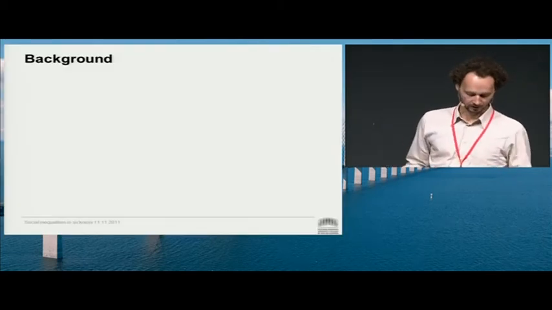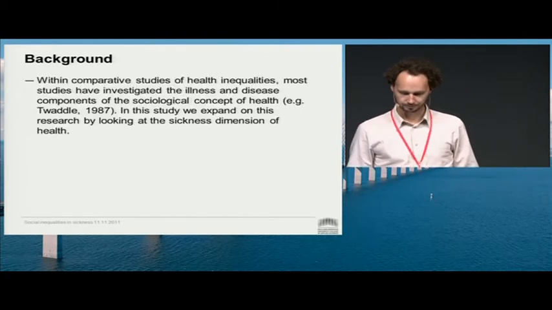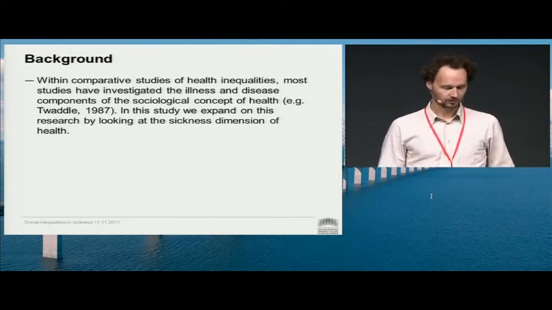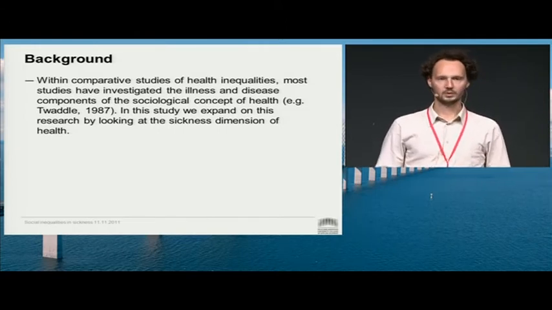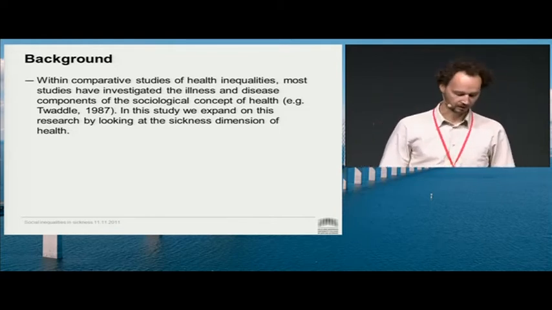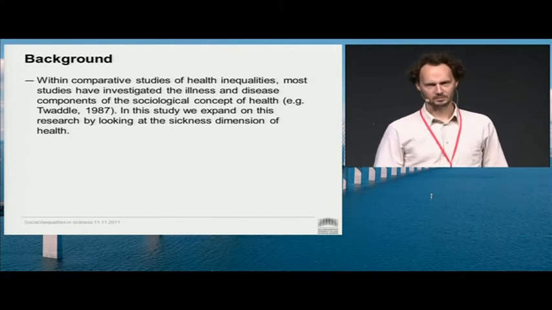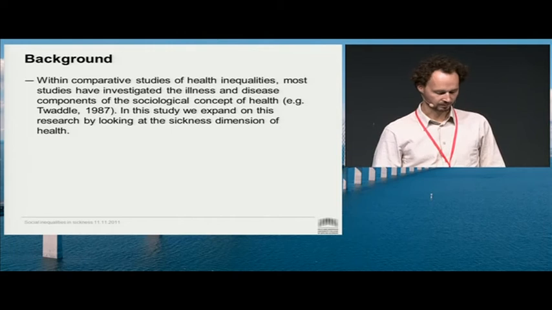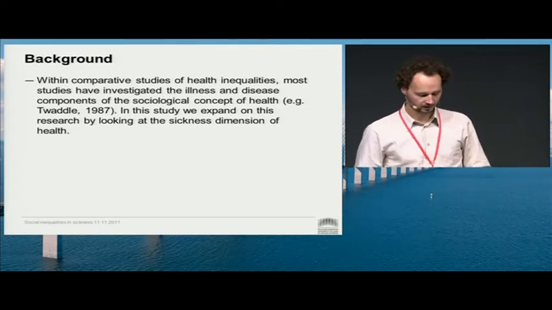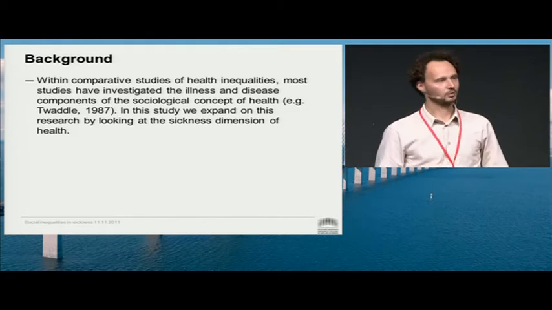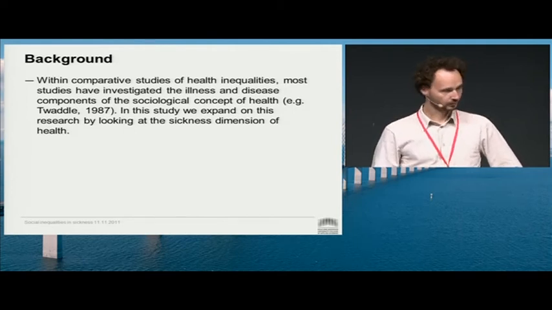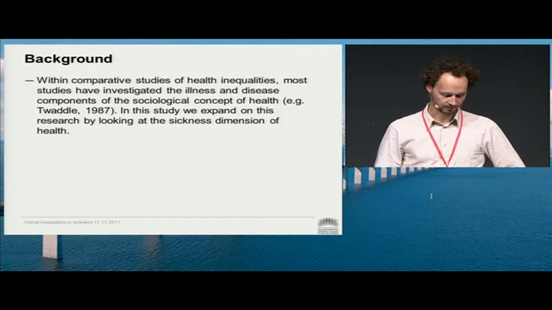So the motivation for this paper then has been twofold, because first, previous comparative studies and also welfare state studies into health inequalities have predominantly been looking at 2 out of 3 aspects of the sociological health concept, namely mortality measures and also self-rated health measures reflecting the illness dimension, like subjective health, and objective health, the disease dimension of the sociological health concept. So in this paper we wanted to relate to the third aspect of health, namely sickness.